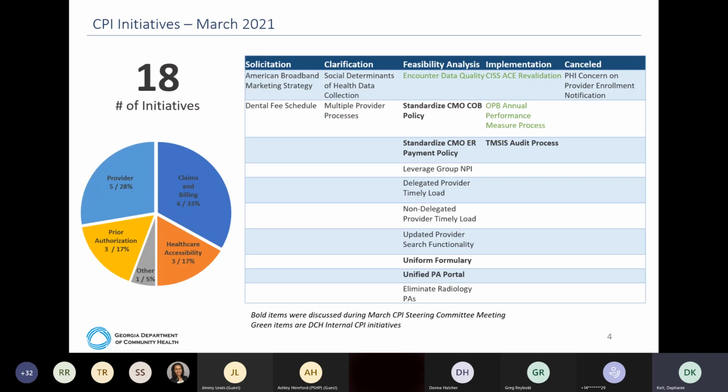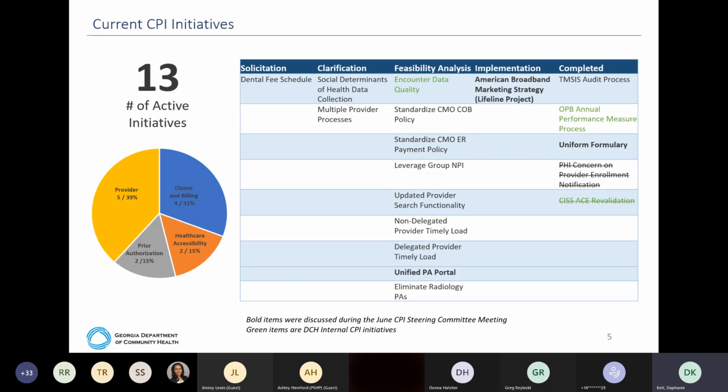So this slide here for our CPI initiatives, this is what was presented back in March. At the time, we had 18 initiatives. Each of those initiatives sit at one place within the life cycle, depending on where we are. I did change this up a little bit for the presentation for this month and moving forward to only look at our active initiatives. So we're actually going from 18 to right now 13 active initiatives.